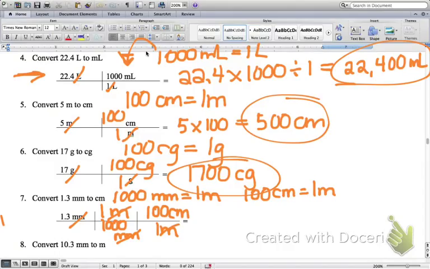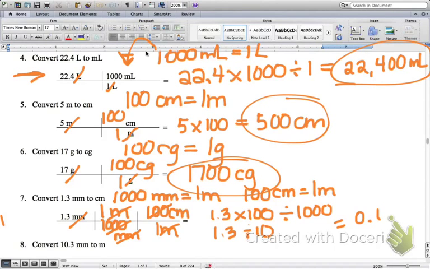So this time, what would I be typing into my calculator? 1.3 times 100, and then what? Divided by 1,000. Okay? You can cancel zeros. So if you cancel out 2 zeros on the top and 2 zeros on the bottom, it's the same thing as taking 1.3 and dividing by 10. You got it. Okay? So what's my answer going to be? 0.13 what? Centimeters. There we go. That's our final answer.